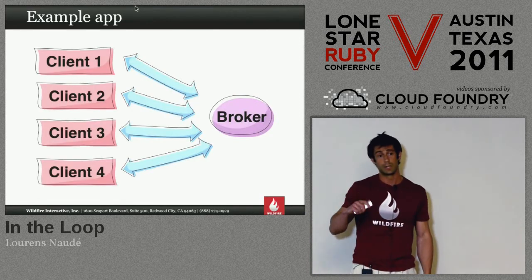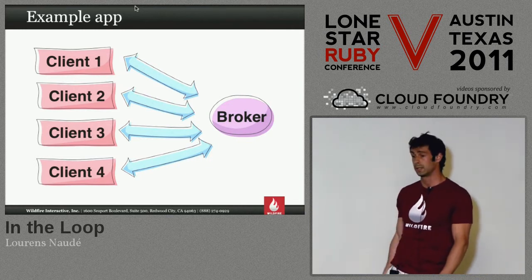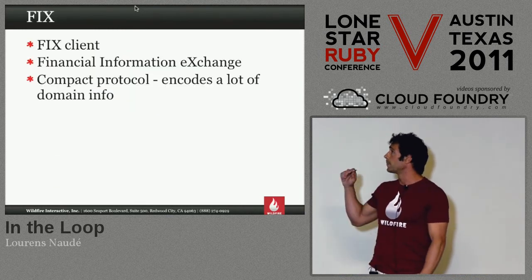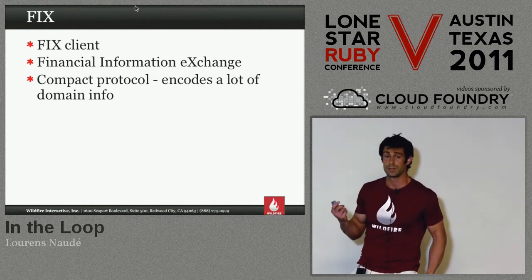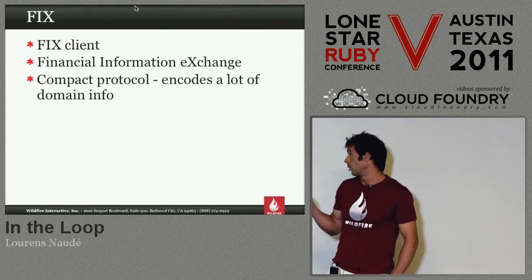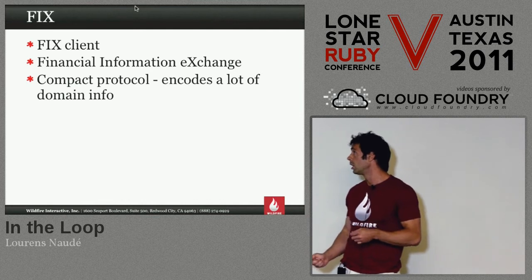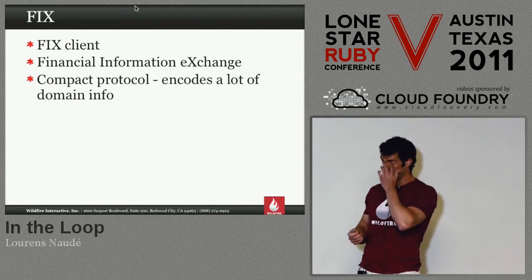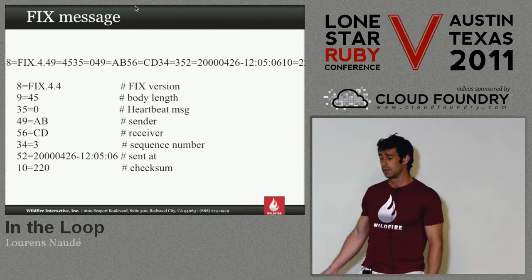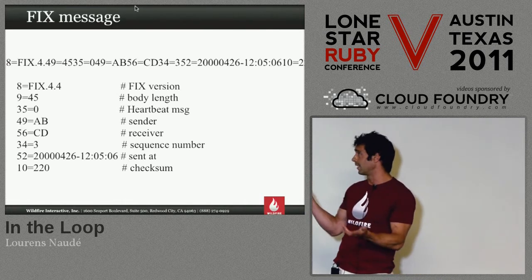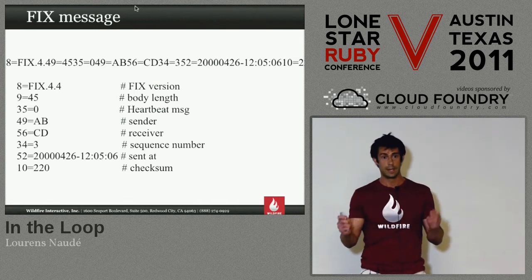The example application we're going to use throughout this talk is the relationship between a broker and different trading terminals. The protocol we're going to use is very popular in the financial services industry. It's the acronym FIX, for Financial Information Exchange, which is a really, really compact wire protocol to facilitate things like high-frequency trading. It's basically a tagged value protocol, and you can pack an enormous amount of domain information in a small chunk of data.